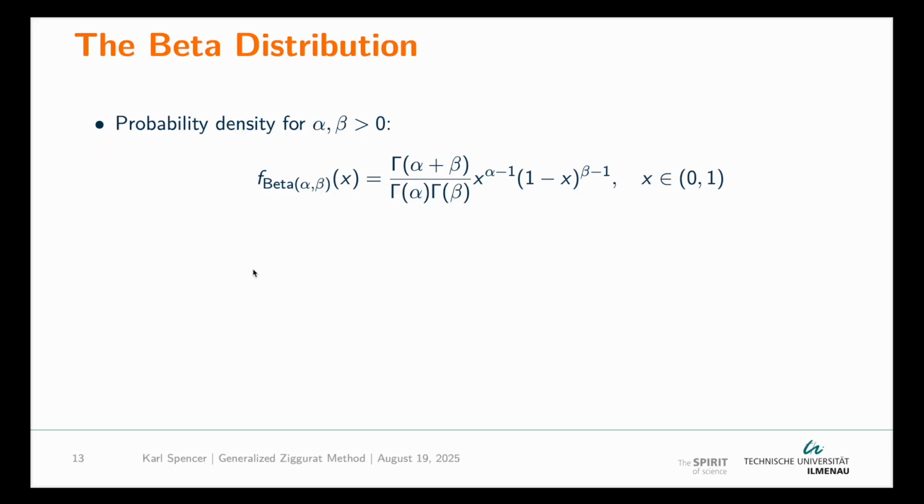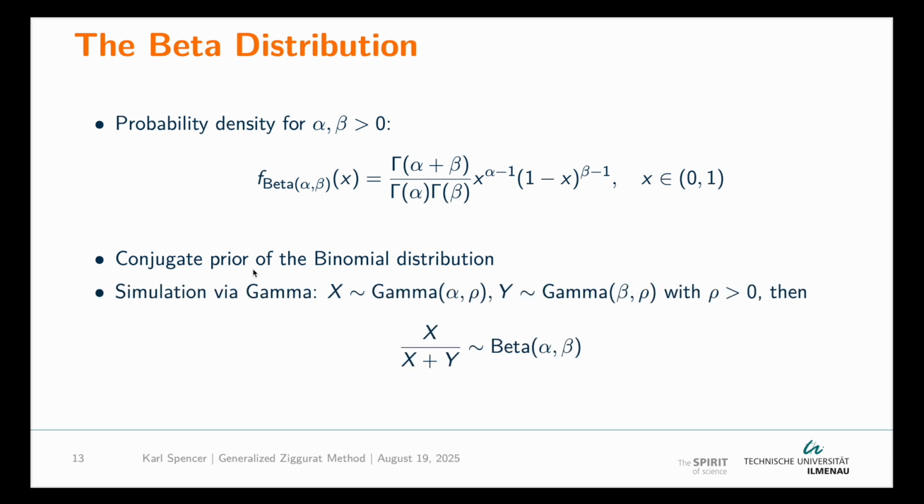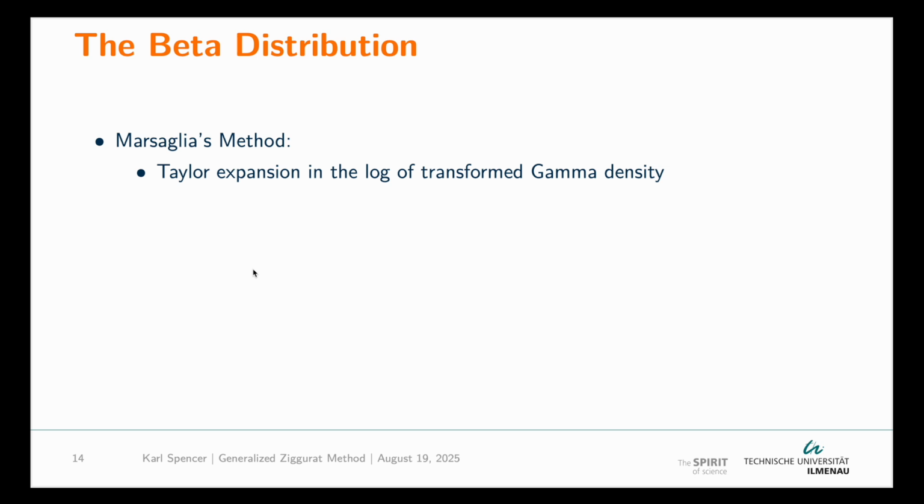Now we can look at the beta distribution. This is the conjugate prior of the binomial distribution, which means that the binomial distribution conditioned on the beta distribution is binomially distributed and vice versa. We can also simulate the beta distribution by two gamma distributed random variables with arbitrary scaling parameter rho. To simulate the beta distribution, we can use Maszyk's method, which uses this in order to make a Taylor expansion in the log of the transformed gamma density, which is then enveloped by the normal distribution. This is the method used in numpy.beta.